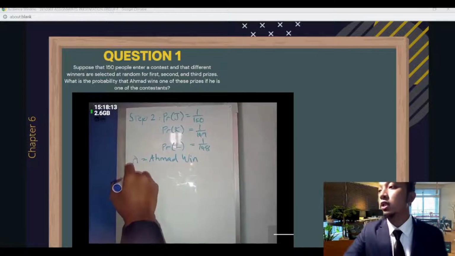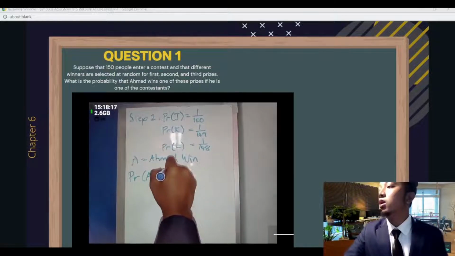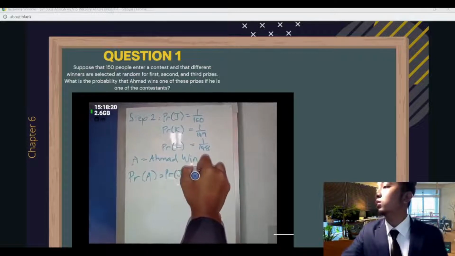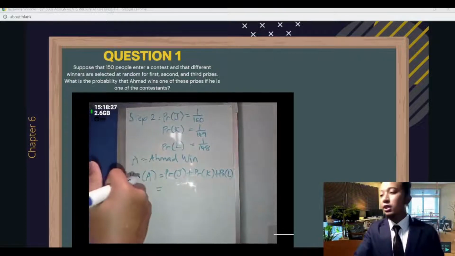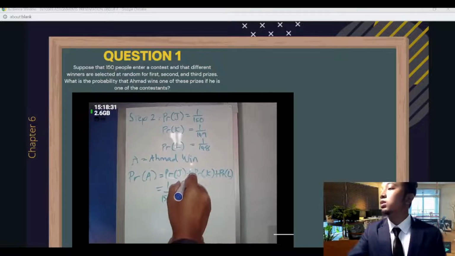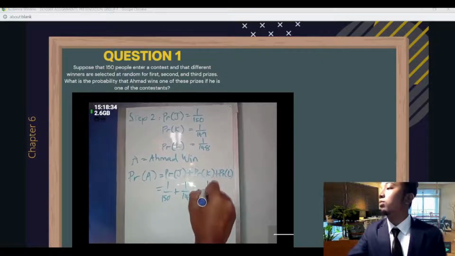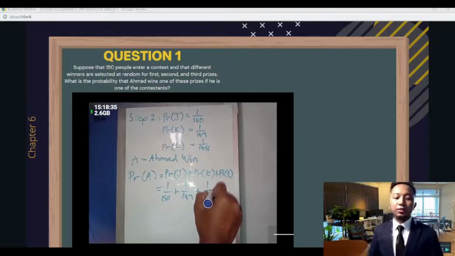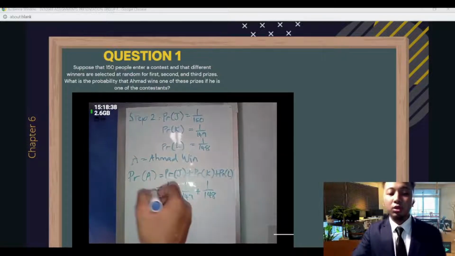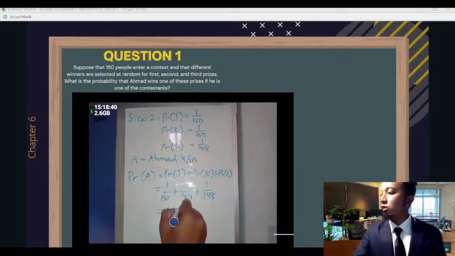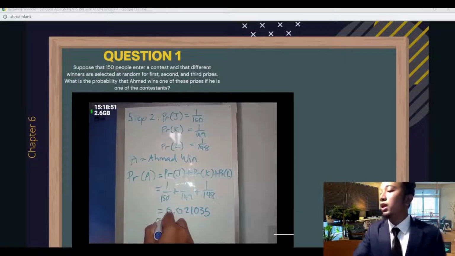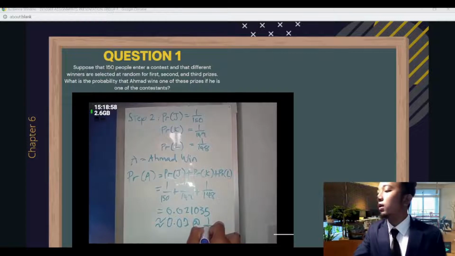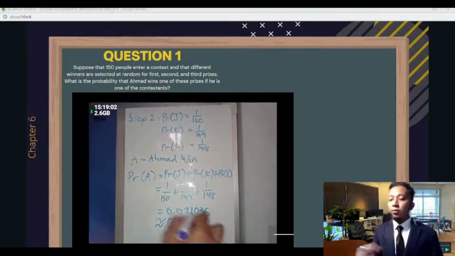Okay, so the probability of Ahmad winning is the probability of first prize plus the probability of second prize plus the probability of third prize. So the answer is 1 over 150 plus 1 over 149 plus 1 over 148. So we get the answer 0.021035. We simplify our answer, so we get 0.02, or 1 over 50. So that's the answer for the first question.